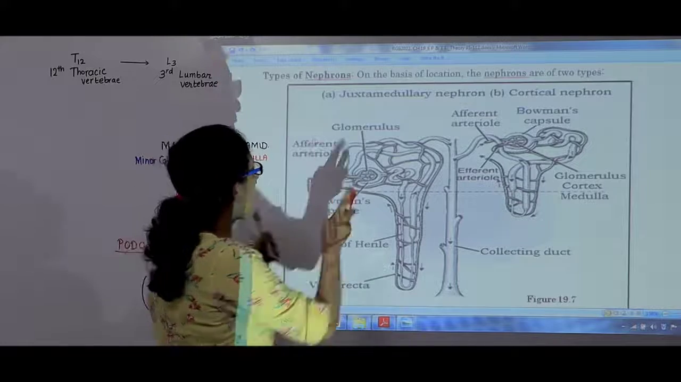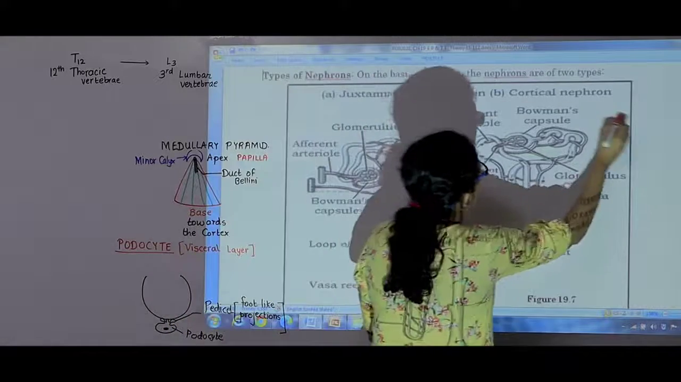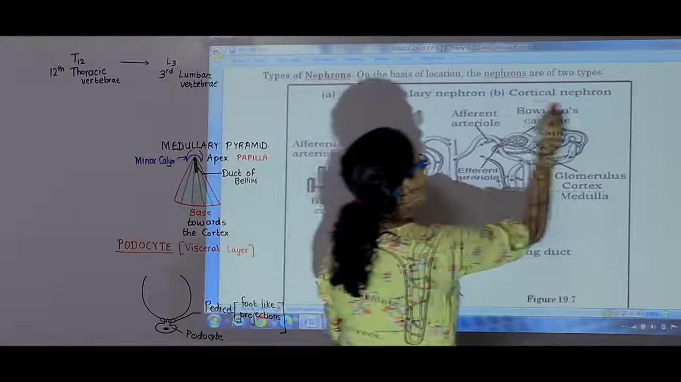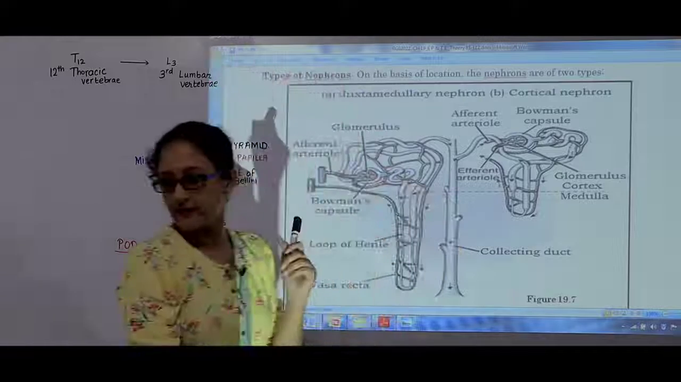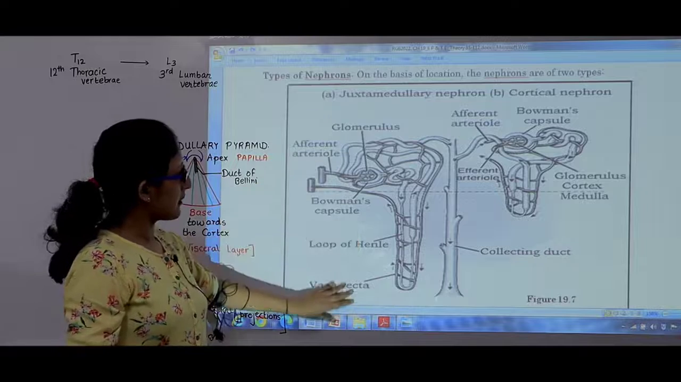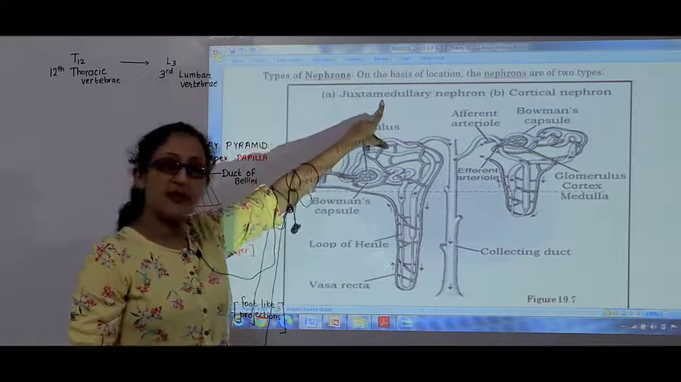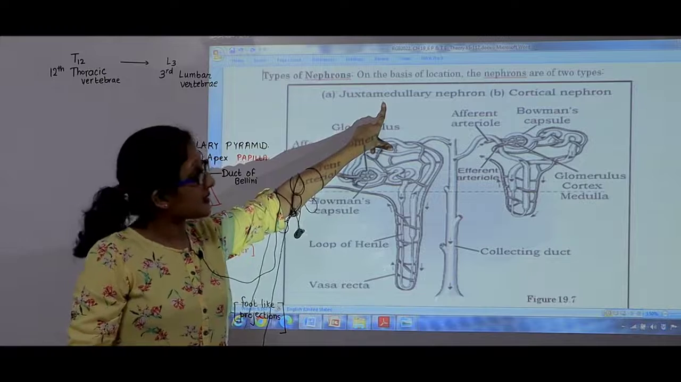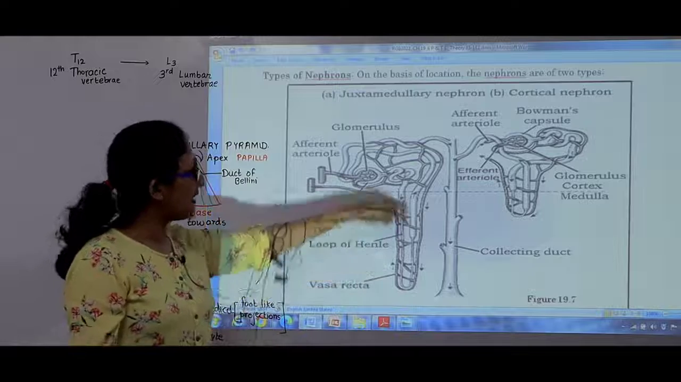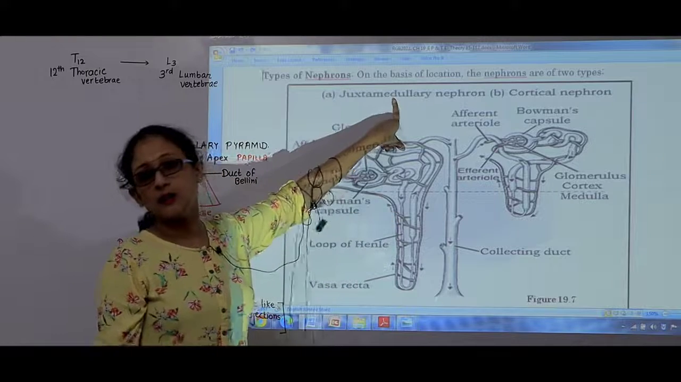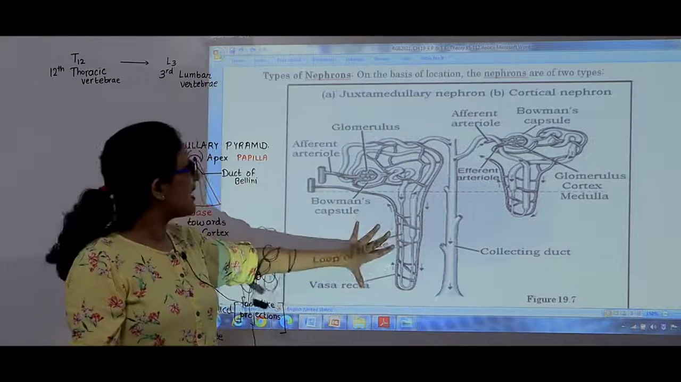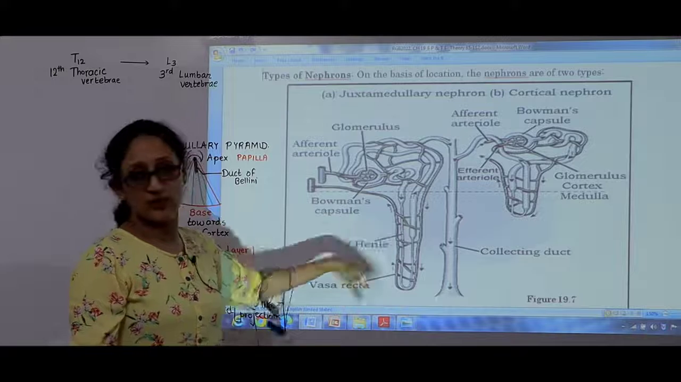Here I would like to draw a line and write this surface of the kidney or the cortex. Whereas here, this is the juxtamedullary nephron. This juxtamedullary nephron has a long Henle's loop which goes deep into the medulla. So, a very large portion of it is in the medulla. These are called the juxtamedullary nephrons.